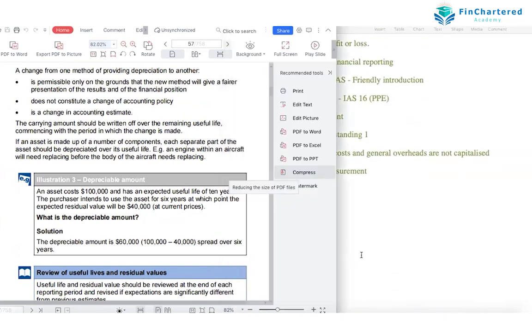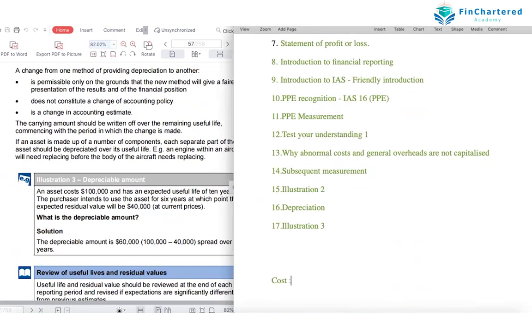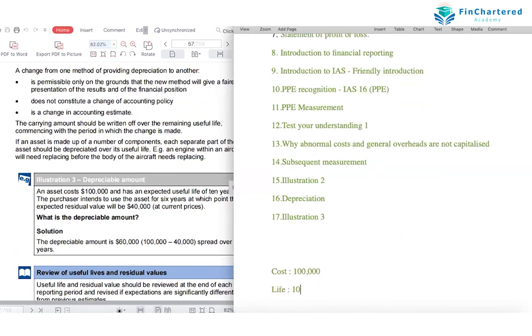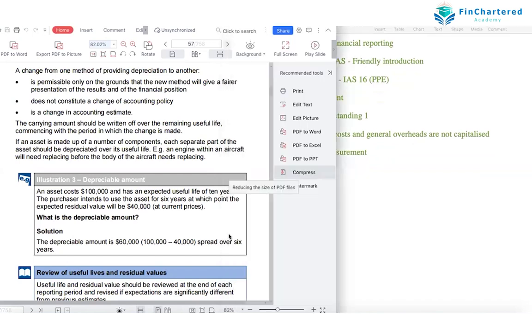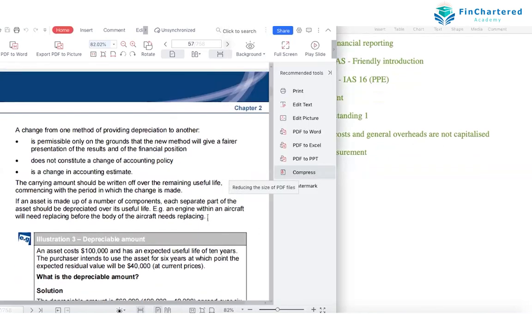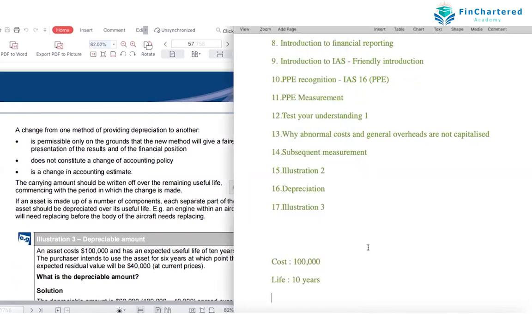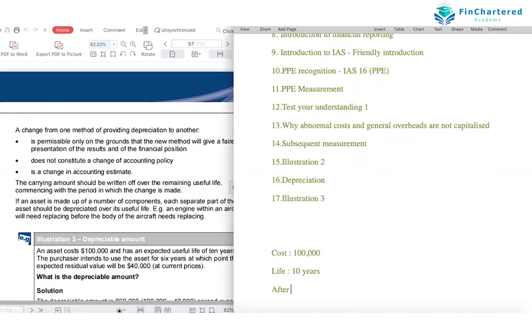It says an asset cost 100,000. So the original cost was 100,000. It had a life of 10 years. And it says that the purchaser intends to use the asset for 6 years, at which point there is an expected residual value. So I'll make this question easier for you. After 6 years, how much would have been the total depreciation? Now, this is very simple.